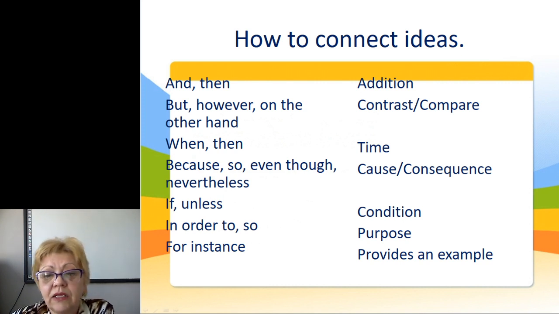And, then: it's addition. So if you want to add some description or some information, you use and or then. But, however, on the other hand: contrast and compare. When we compare two things, two objects, maybe people or some activities, we use these connectors. When and then: time. Because, so, even though, nevertheless: cause, consequence. So, why it happened. If, unless: condition. In order to, or so: purpose or aim, goal. And to provide an example, use for instance.